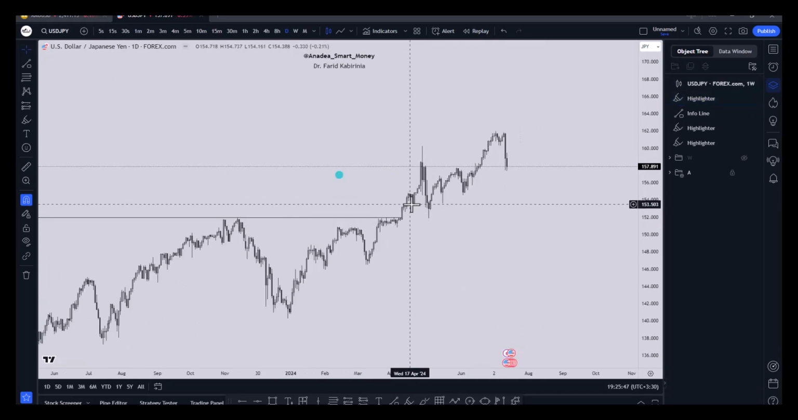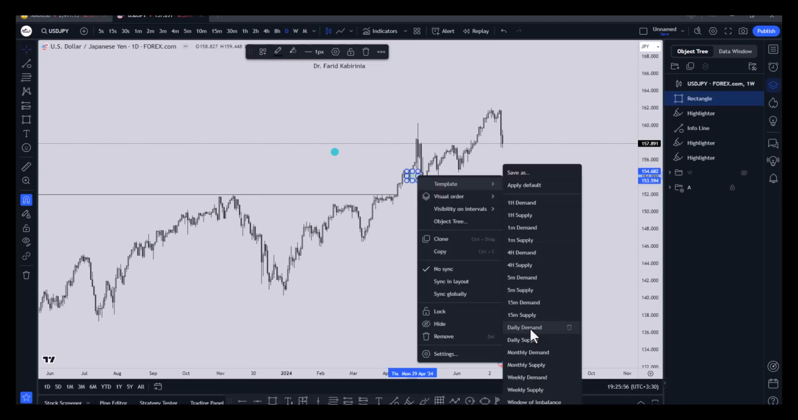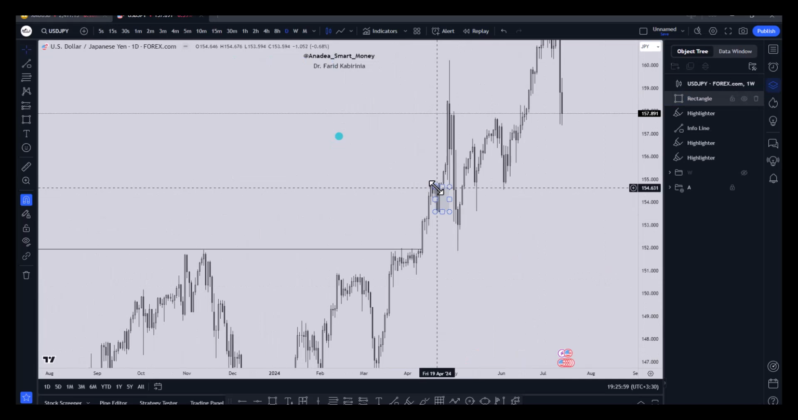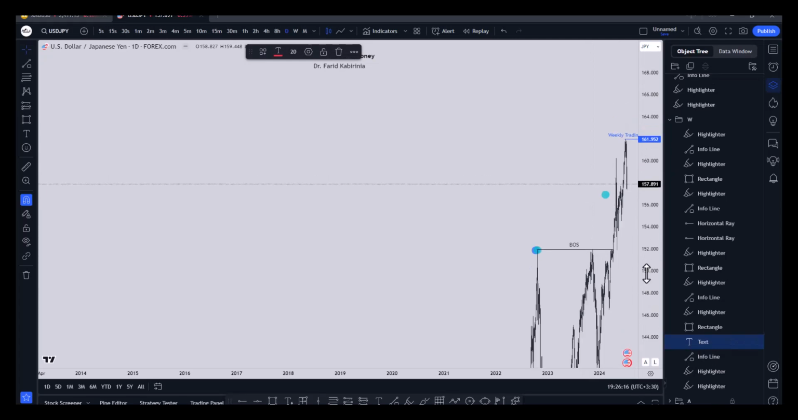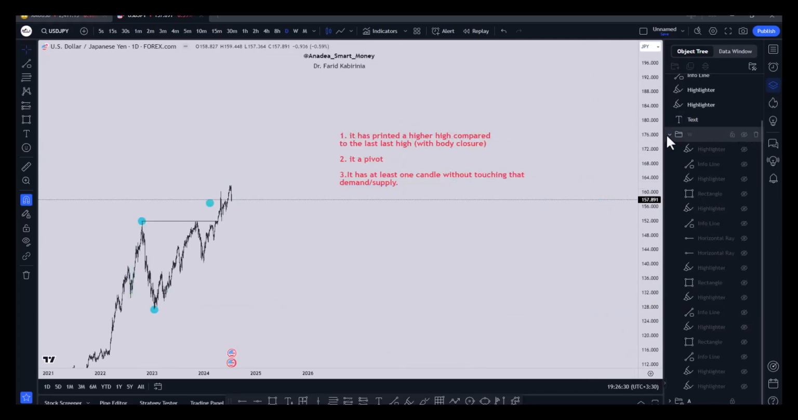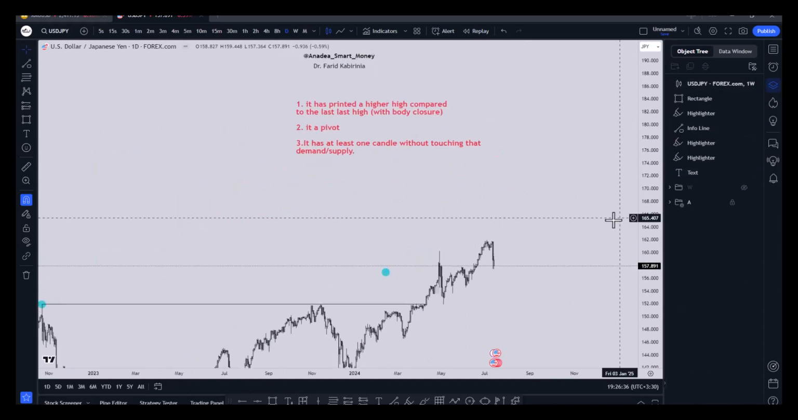So we have a demand zone over here. Let's see if it's a valid demand zone. It's the daily demand. So let me determine the whole range over here. Let's see if our rules apply here. Let me get this text. Where is it? So it's here. Let me turn off weekly for now. So let's see if our rules apply here.